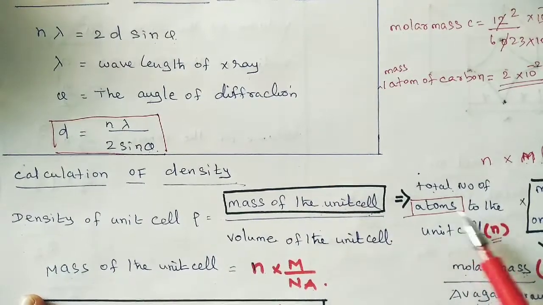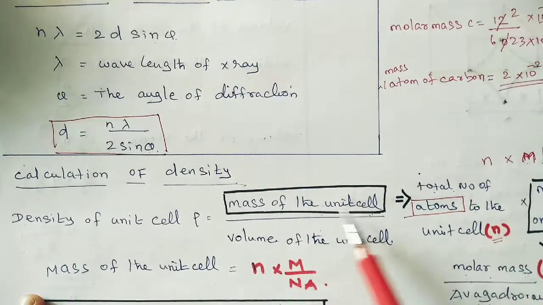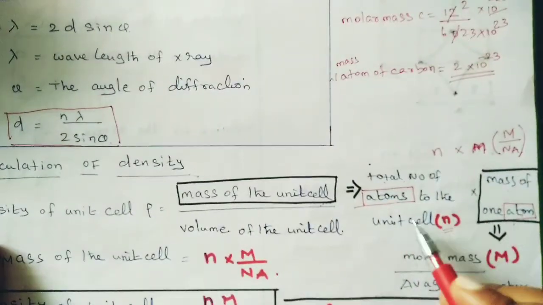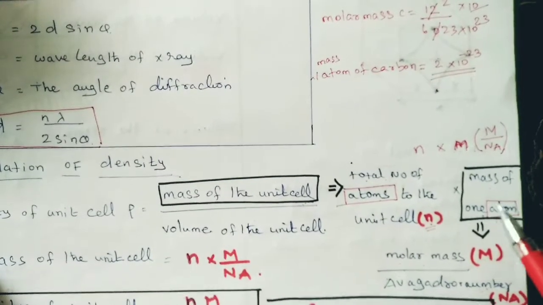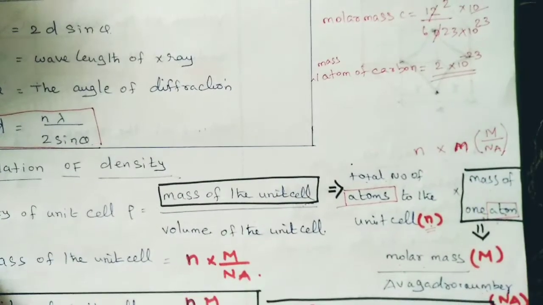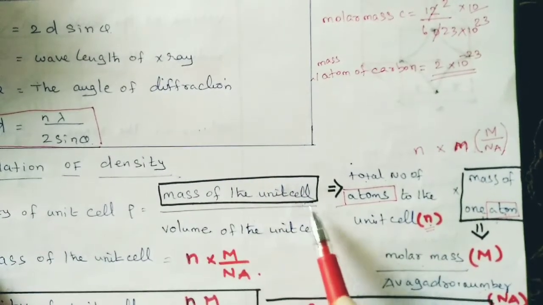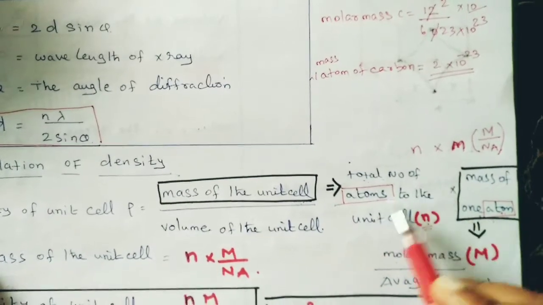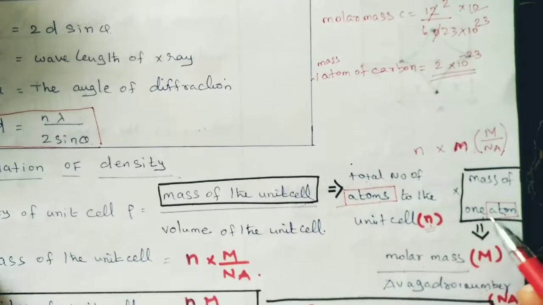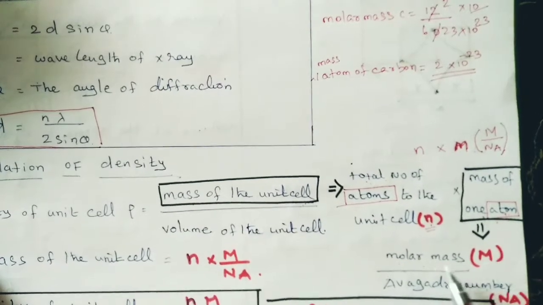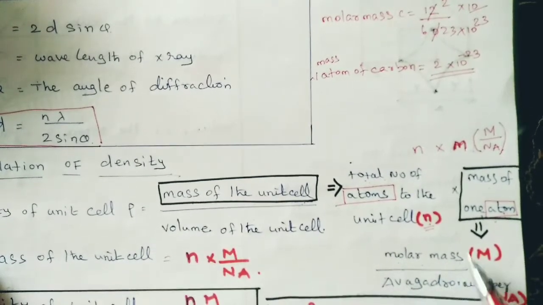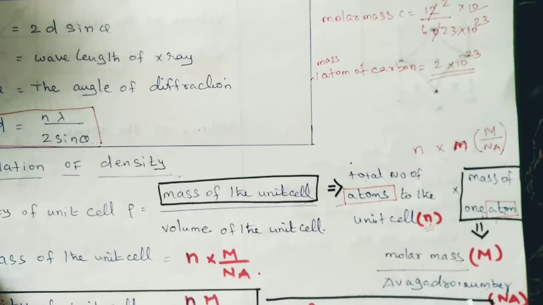First, the total number of atoms in the unit cell is n. The mass of the unit cell depends upon the total number of atoms in the unit cell, n, and the mass of one atom, denoted by the symbol small m. So the mass of the unit cell is the total number of atoms multiplied by the mass of one atom. The mass of one atom is determined by the molar mass divided by the Avogadro number.